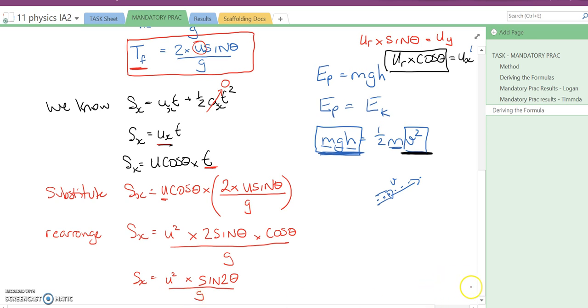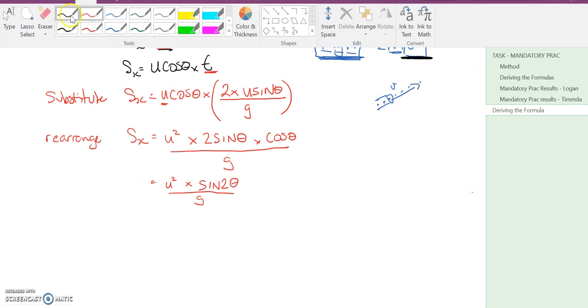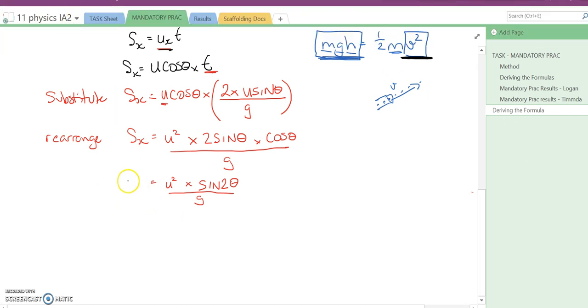And that, instead of calling that Sx now, the displacement in the x direction, we're going to give that a new letter now that we've talked or mentioned before, and we're going to call that R. The R for range is equal to u squared sine 2 theta over g.